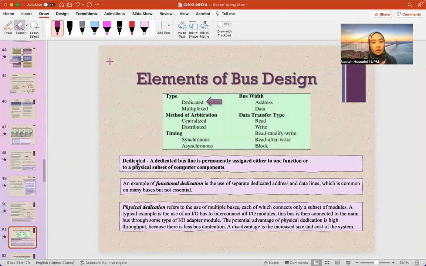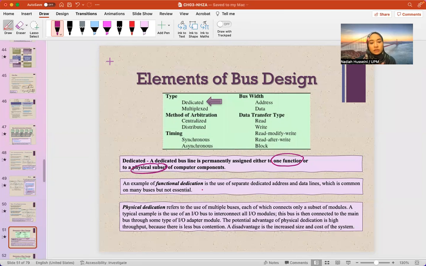Okay. And we also talked about the elements of bus design yesterday, and we talked about the two different types of bus design, which is the dedicated and the multiplex. And I briefly told you what dedicated and multiplex is. So here today, we're going to dive a bit more into what is dedicated and multiplexed. So a dedicated bus line is permanently assigned either to one function or a physical subset. So you have one function or a physical subset.